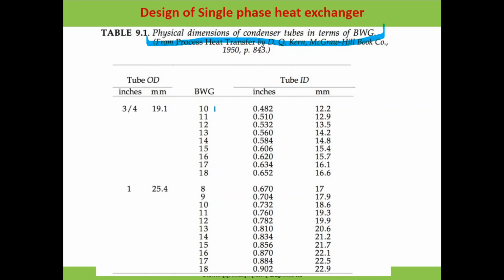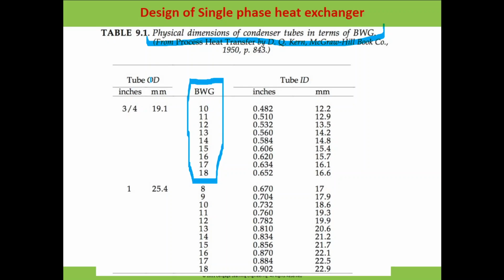Right. So the tube outer diameter can be 3 by 4 inches, it can be 1 inch, it can be 1.25 inches. So for the 3 by 4 inch outer diameter tube, what is the inner diameter? For the inner diameter, we take the standard of BWG. So the BWG will define what your inner diameter of the tube will be. Whereas the outer diameter is 3 by 4 inch, which will remain for certain BWG numbers.